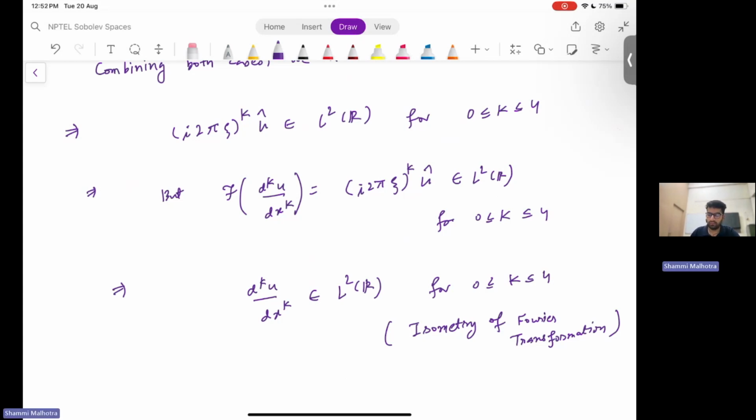So again we are heavily using the idea that the Fourier transformation is an isometric isomorphism. We continuously change our function to its Fourier transform, and then again come back to the original function. We use this idea a lot: that the Fourier transformation of the derivative is a scalar multiple times the Fourier transformation. This type of thing we use quite a lot.